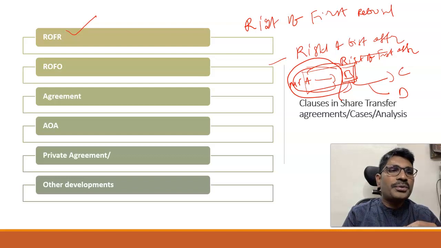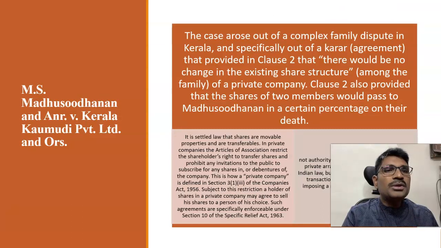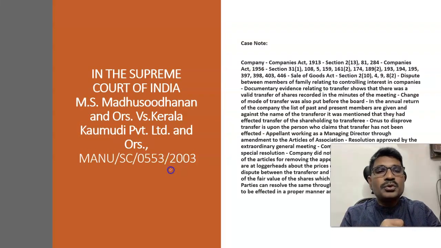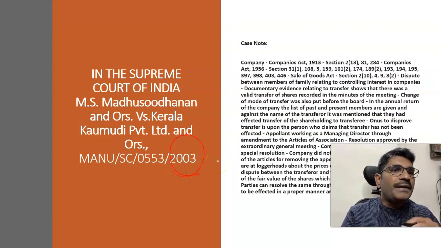Now in this scenario, we will discuss some of the cases which came before the Supreme Court of India over a period of time. The Honorable Supreme Court has laid down certain principles, certain law with regard to the clauses in the shareholding agreement. One among those cases is M.S. Madhusudan and another versus Kerala Kaumudi Private Limited, a case of 2003. It was a case related to the transfer of shares among family members.